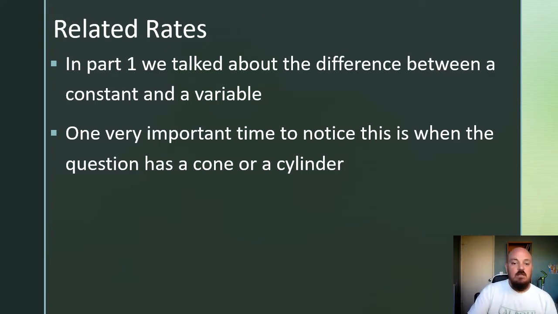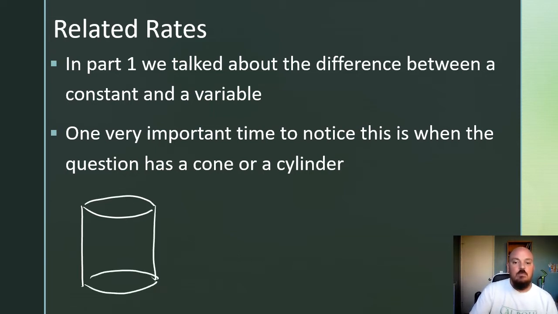So yesterday in class, or not yesterday, in part one, we did this question where we had a cylinder like this, and the cylinder was filling up with water. And what we were doing was basically measuring the volume of water, that smaller cylinder inside of it. Now in the question, I gave you the radius. I think it was 5. I said R equals 5.